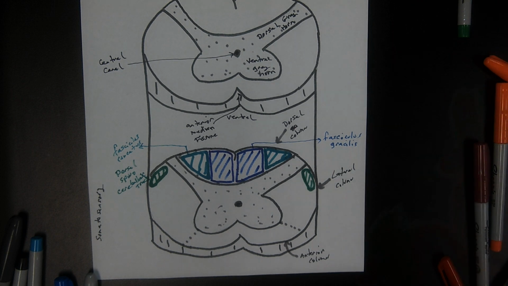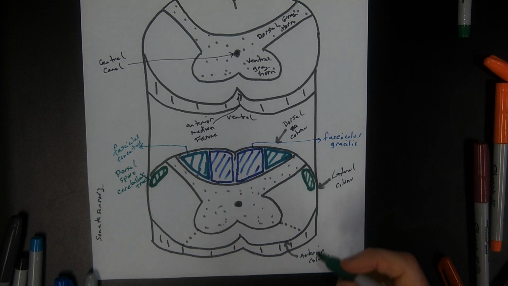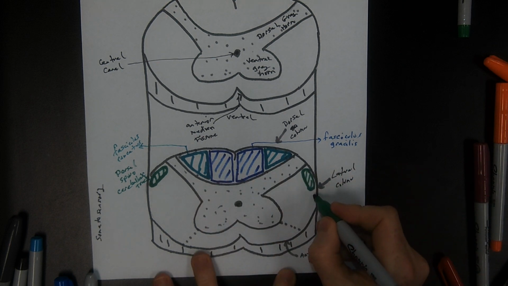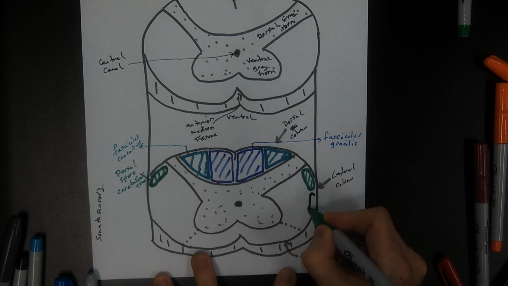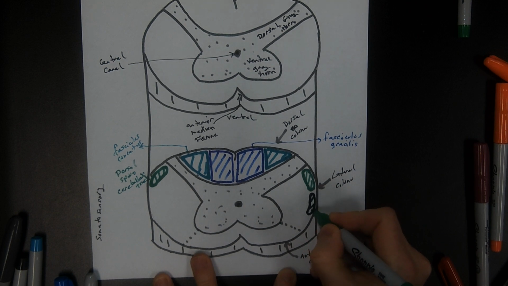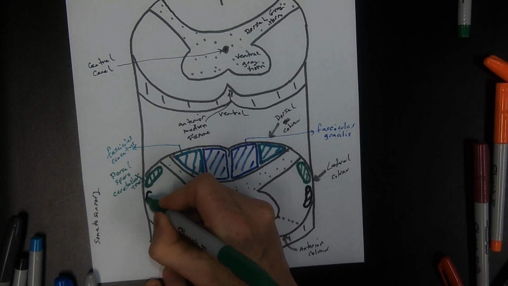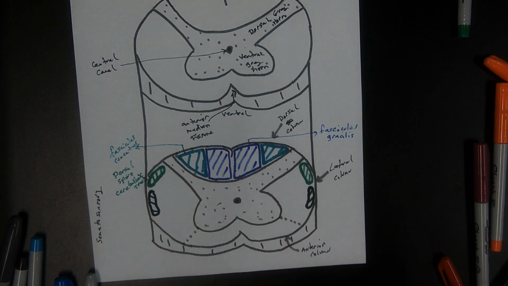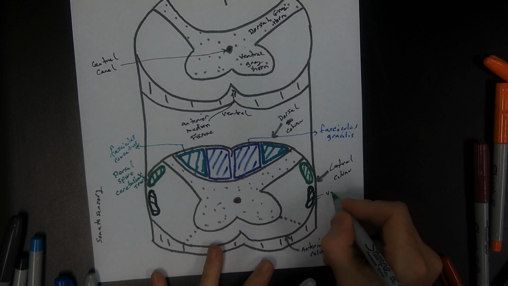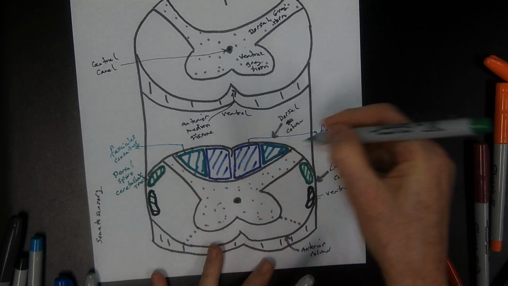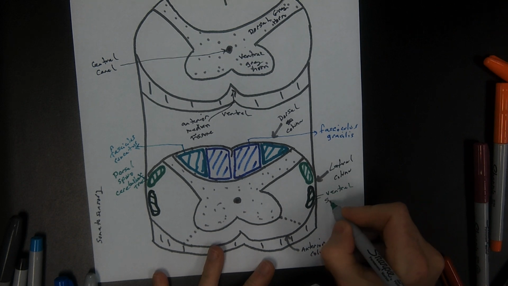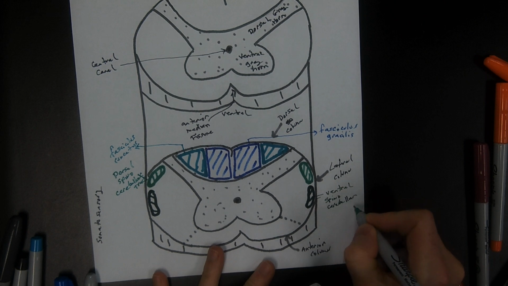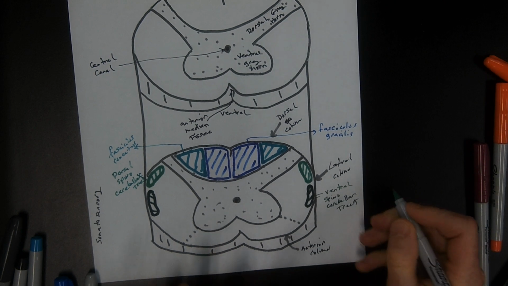And then moving on down, there's the next one. If this is the dorsal spinocerebellar tract, right next to it is going to be the ventral spinocerebellar tract. So the dorsal spinocerebellar is more dorsal, and the ventral spinocerebellar is a little bit more ventral.